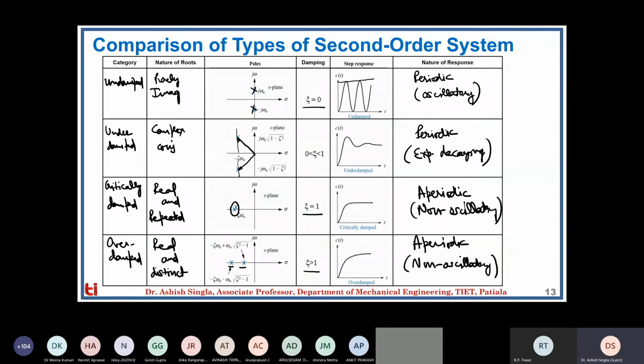If you see the undamped case, the roots are purely imaginary. For underdamped, they are complex conjugates. For critically damped, they are real and repeated, and for overdamped, they are real and distinct. And this is the placement of the roots in this third column, how the roots are placed over the complex plane. And this is the nature of the roots and the nature of the response. This will give you the whole summary in one single slide.